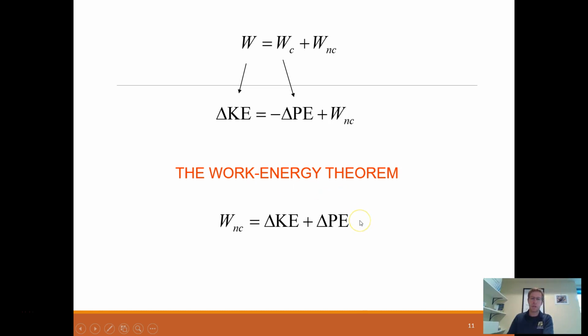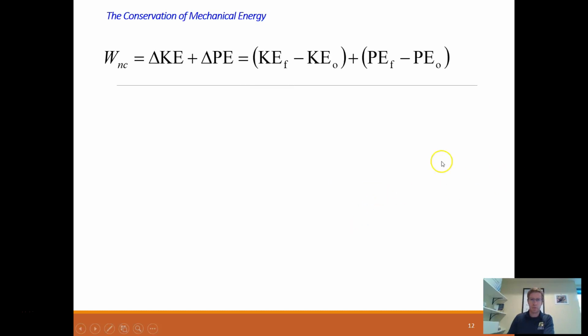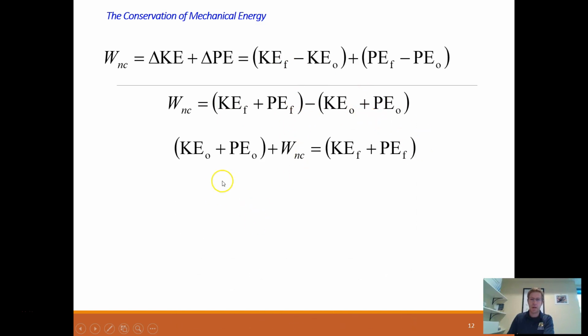I'm going to rearrange the terms here into a way that I find most useful for problem solving and that most students tend to find useful as well. So if we rewrite this idea of work by non-conservative forces equals total change in energy, we can replace change in kinetic energy with KE final minus KE initial, and we can replace change in potential energy with PE final minus PE initial. And then if we reorganize our terms a little bit, putting the initials and finals together, moving the initials to the other side of our equation, you get an equation that tells you your total initial energy plus any work done by non-conservative forces equals your total final energy.